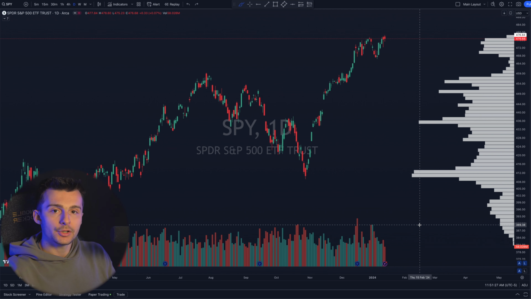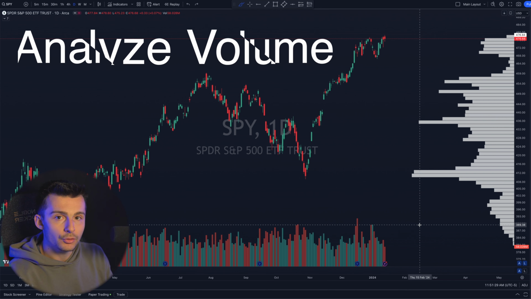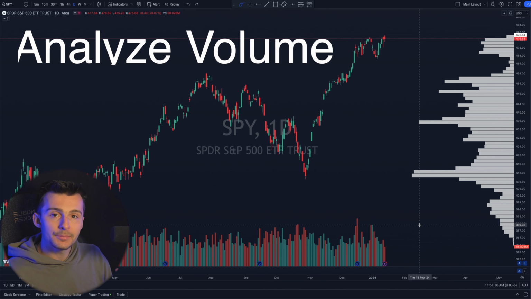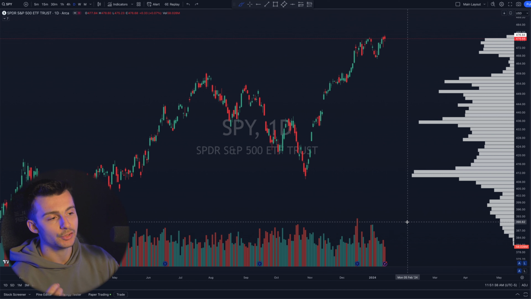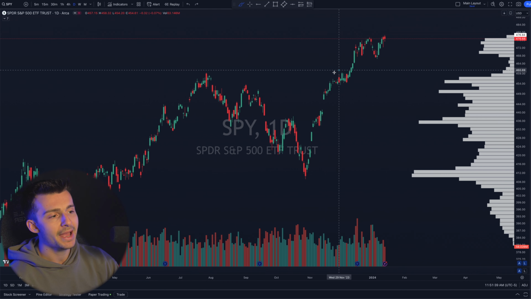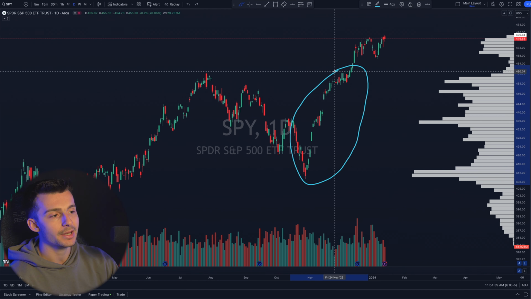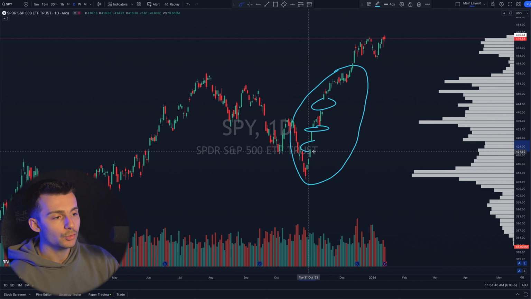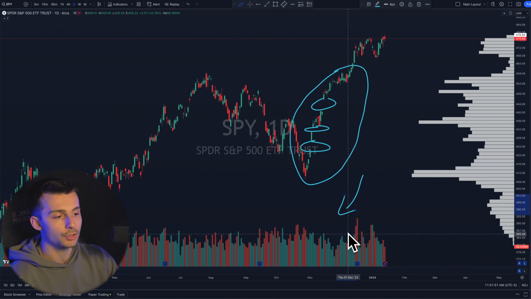So the next step, what we want to do is analyze volume during these key observations that we noticed in price action. So I want to go back in time to this area. I'm going to key in right here, right? We had a very explosive move, a lot of gaps on this chart. So I want to look down at the bottom of my screen and look at volume during this time.